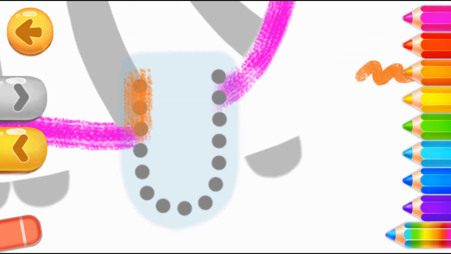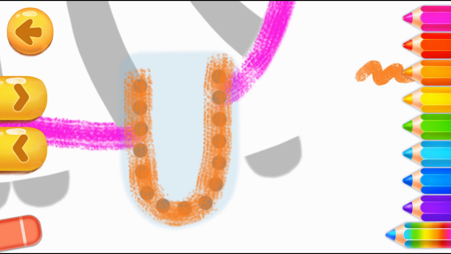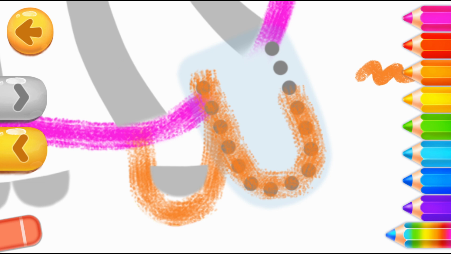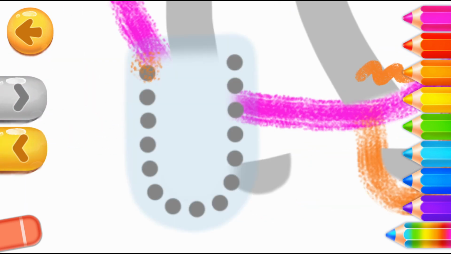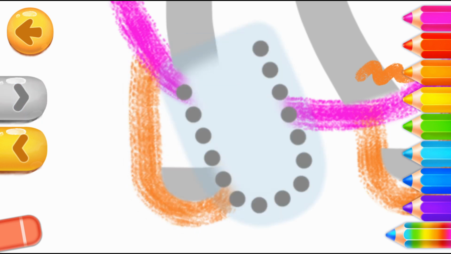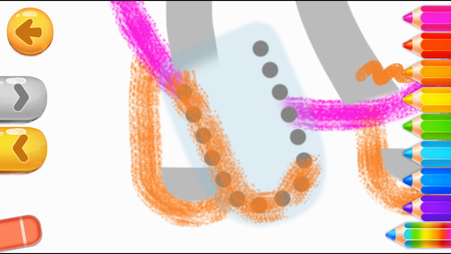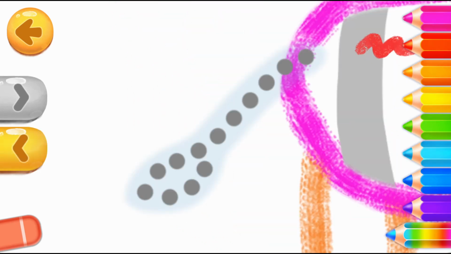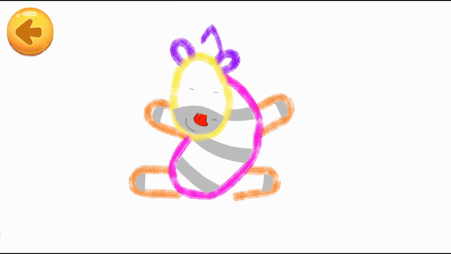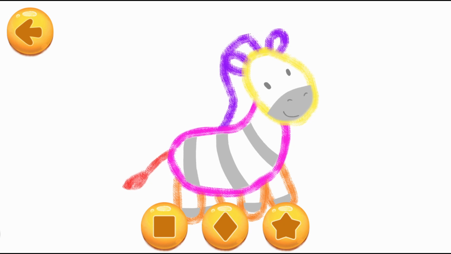Draw fast legs in front. And fast legs behind. And of course, the tail. Look what a funny zebra you've got. Click the buttons below.